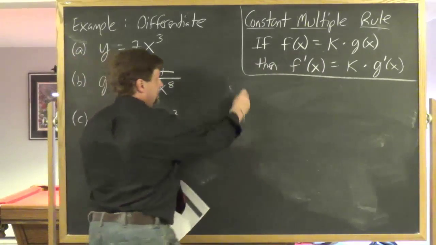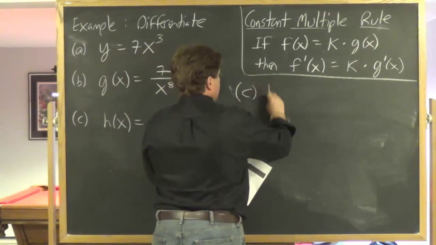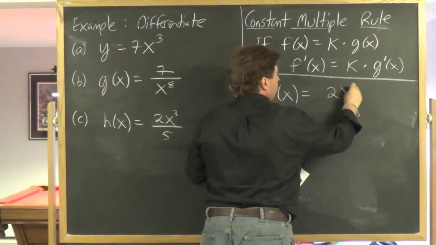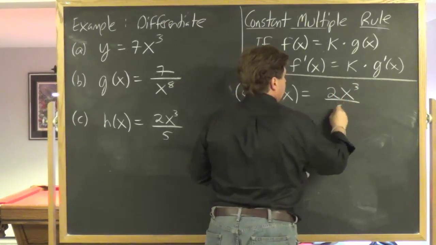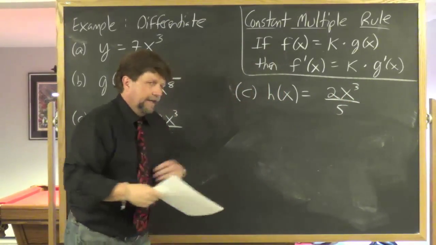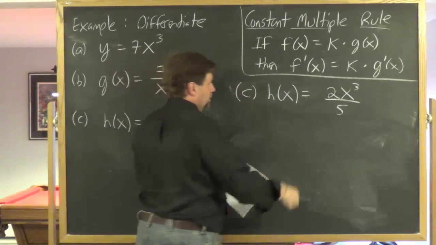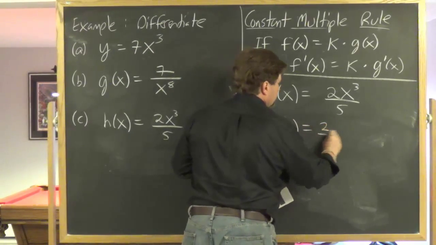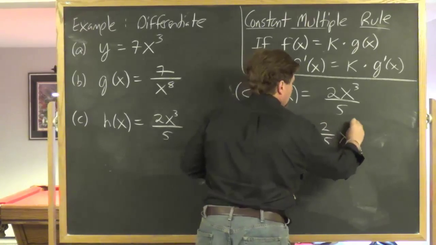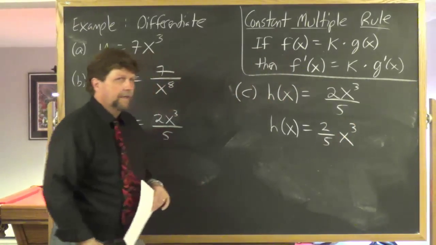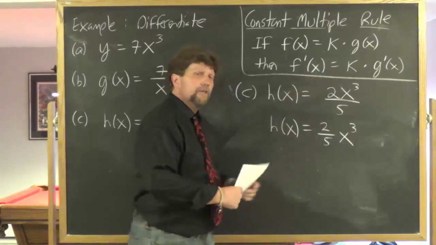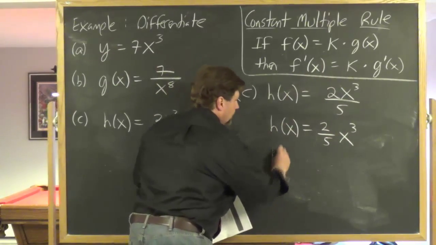So part C, your function is 2x cubed over 5. Keep in mind this function is nothing more than the function 2/5 x cubed. So we can see it is a constant times a function. We're going to use the constant multiple rule.